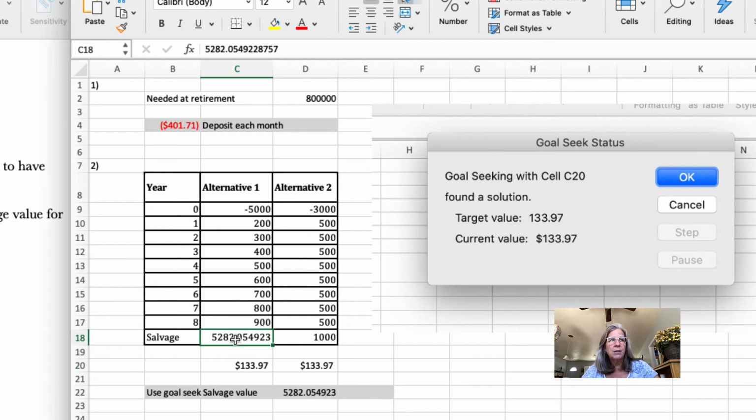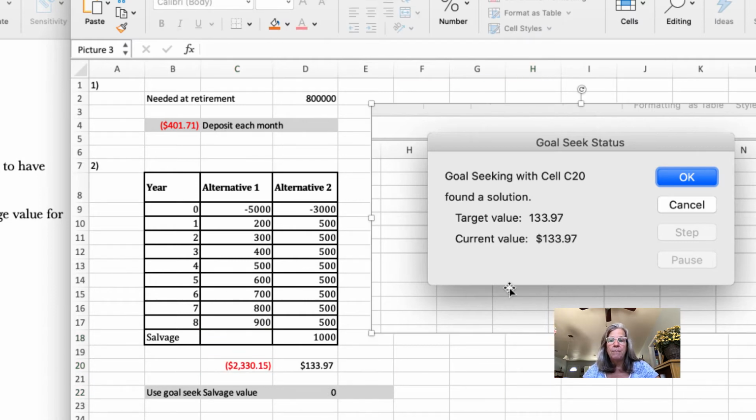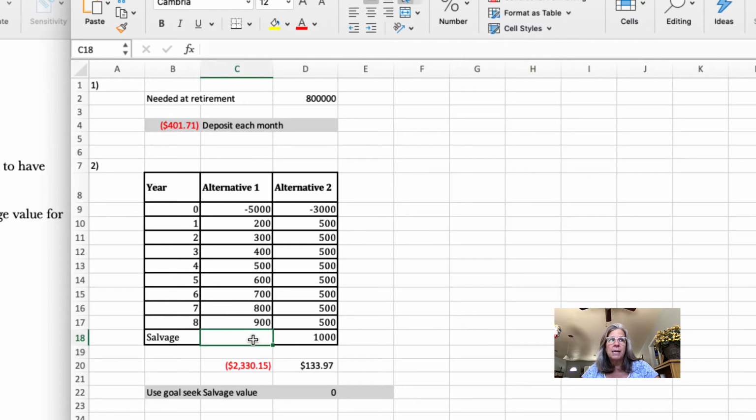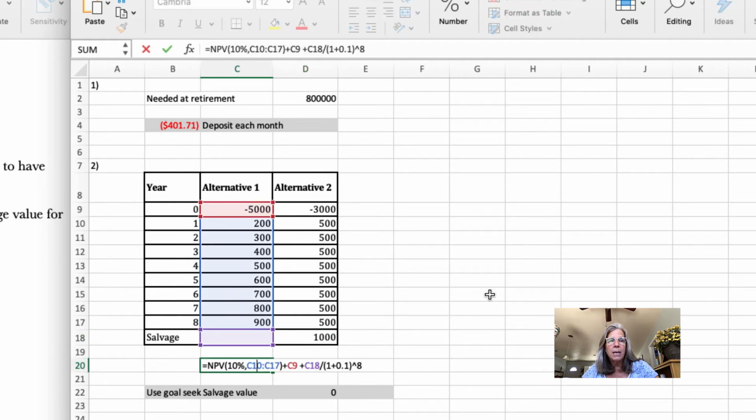Initially I have this at 0 because that's the salvage value, but I have $1,000 here for the salvage value. Just to be clear, the way that I'm going to calculate the net present value is I'm taking the net present value of these cash flows, 1 through 8, at that 10%, and then I'm adding that to the initial cost. I'm also adding a discounted value for this back 8 years, because the salvage value occurs at the end of the 8th year. It's actually occurring at the same time as this number, but I want it to be separate.